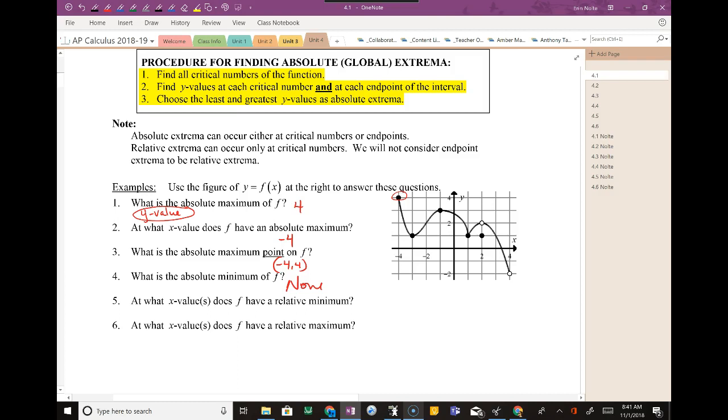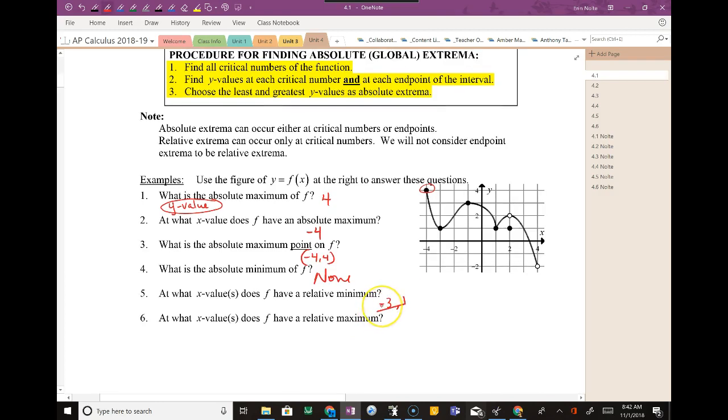What'd you say? -3. Agreed. 1. Okay, anything else? And 2. Very good. 2 is a relative minimum because there's that little point that exists below the function, so it's a minimum spot there.